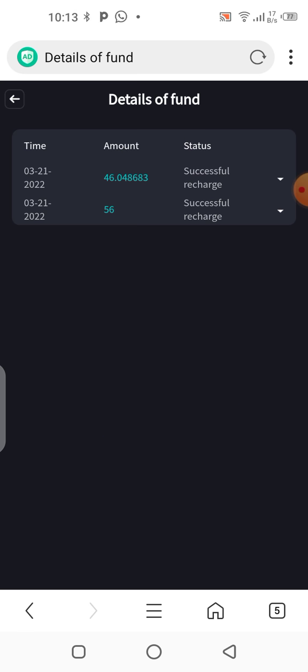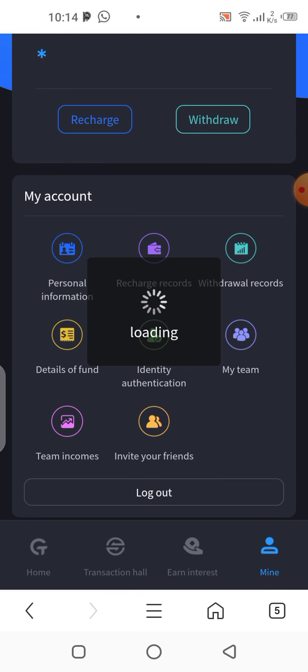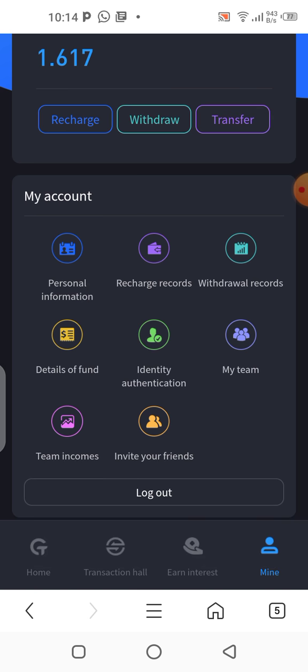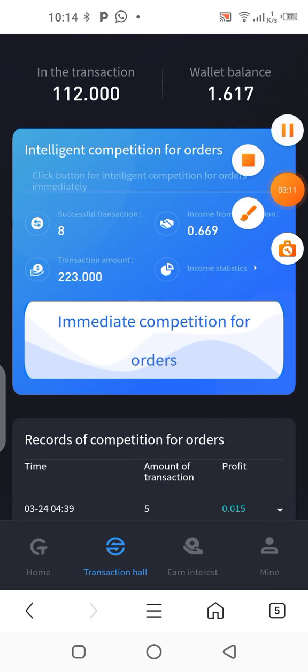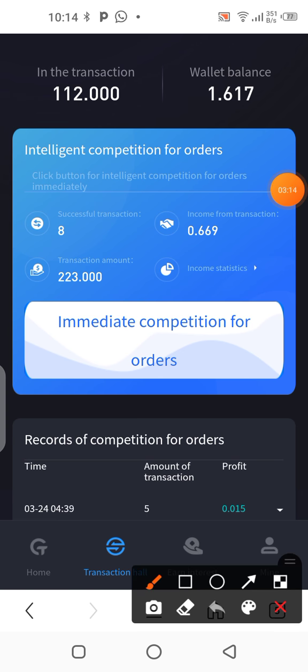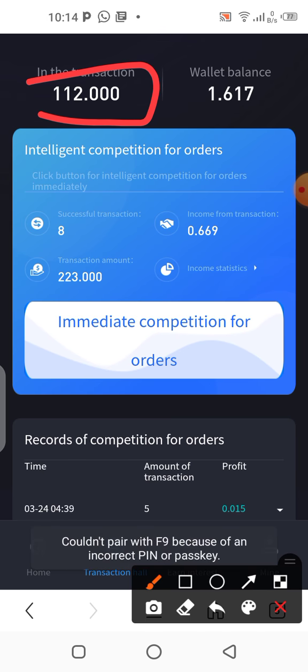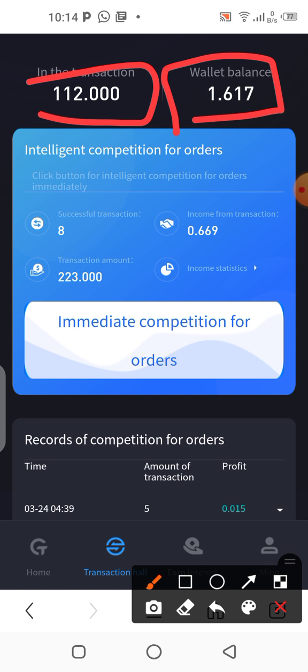All right. So with $102 and 3 days of trading, I'd gotten how much? Let me see. I have $112 plus $1.6. So I'd gotten close to $10 as profits in 3 days with $100. Yeah, already.